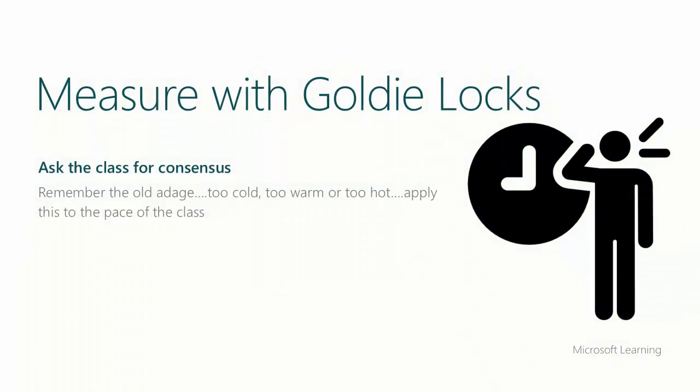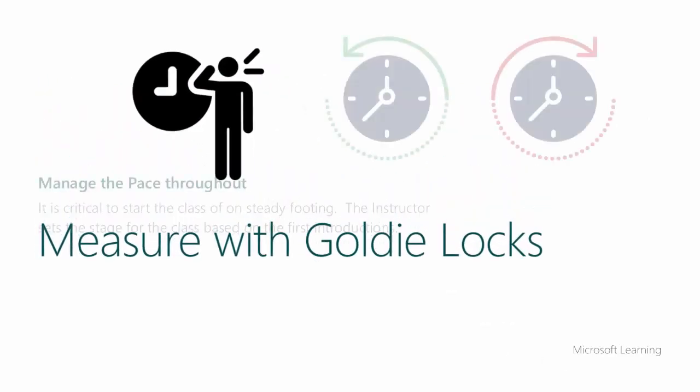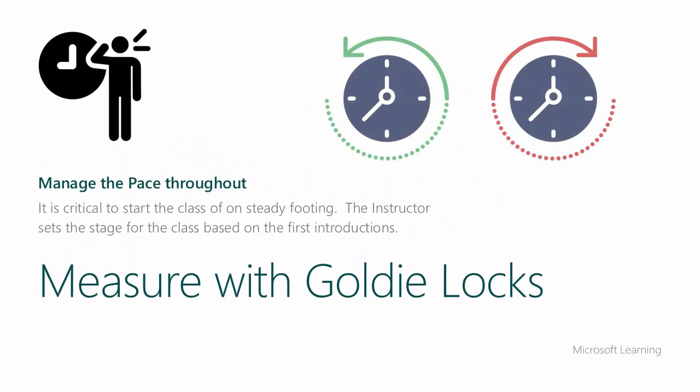One trick I've used over the years is to quantify the current pace with the Goldilocks question. I'll ask the class, how do you feel like the pace is happening now? Is it going too slow? Is it going way too fast? Or is it just right? I often check throughout the session or at the beginning of a break, whenever we come back together.